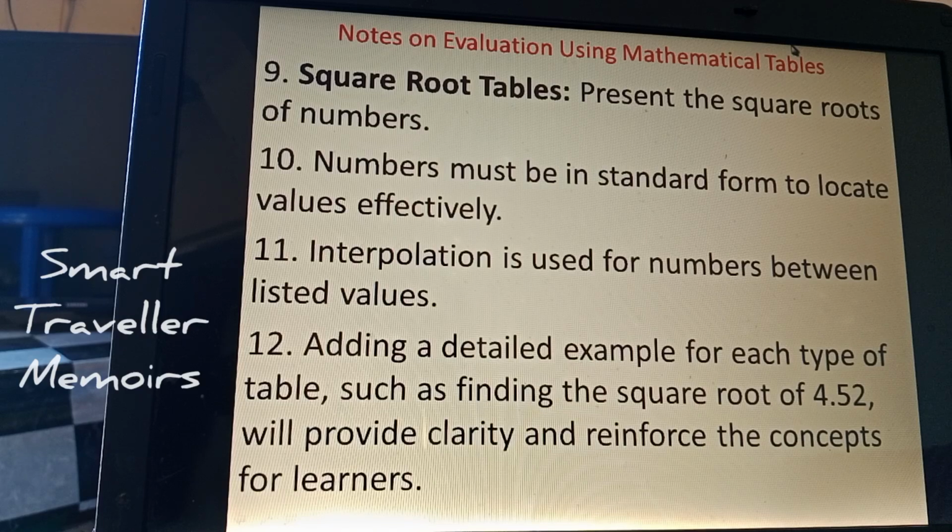Square root tables present the square root of numbers. The numbers must be in standard form to locate values effectively. Interpolation is used for numbers between listed values. Adding a detailed example for each type of table, such as finding the square root of 4.52, will provide clarity and reinforce the concepts for the learners.